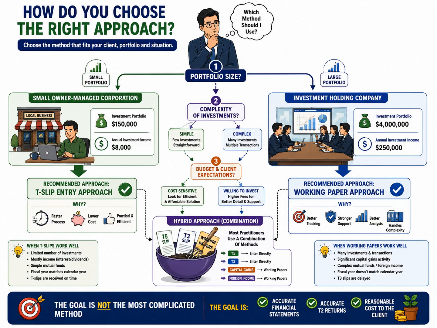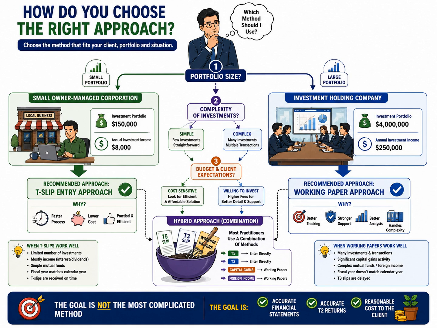At this point, we understand the two accepted methods for recording investment income. We know the working paper approach provides greater detail and stronger support. We know the T-slip entry approach is faster and more efficient. So the next question is, how do you decide which approach to use? The answer is professional judgment. There is no universal rule that says every corporation must use one method or the other. Instead, accountants evaluate the facts and circumstances of each client.